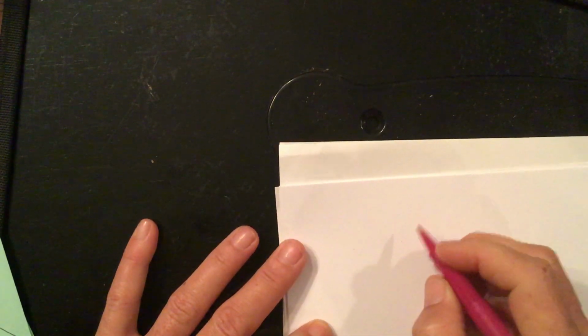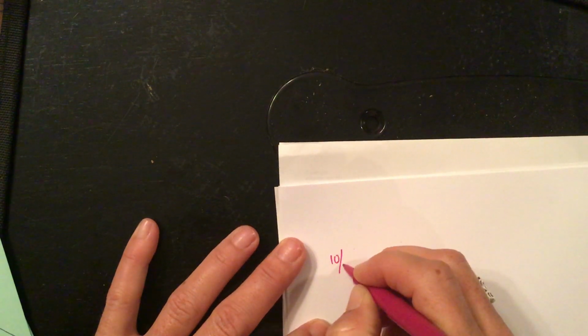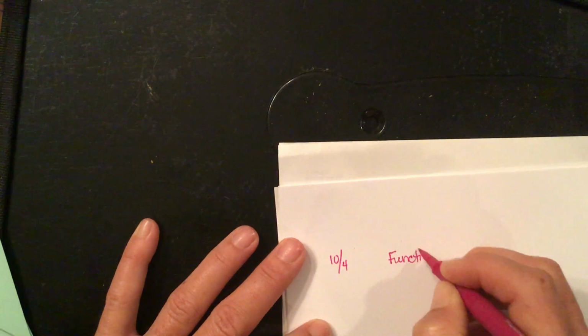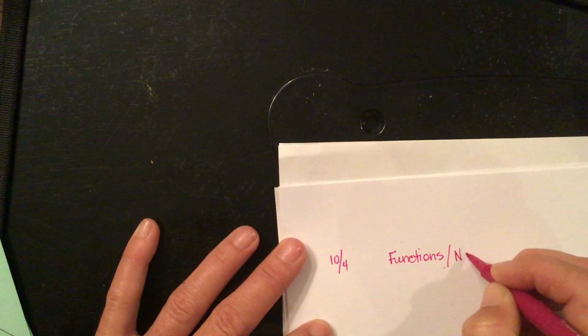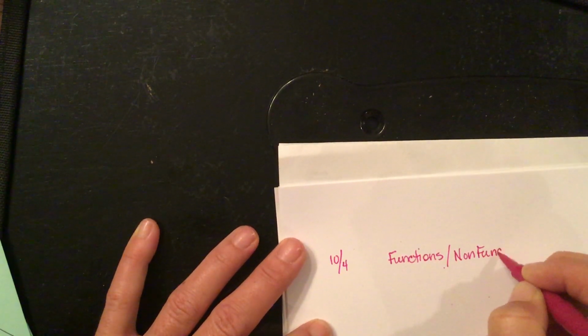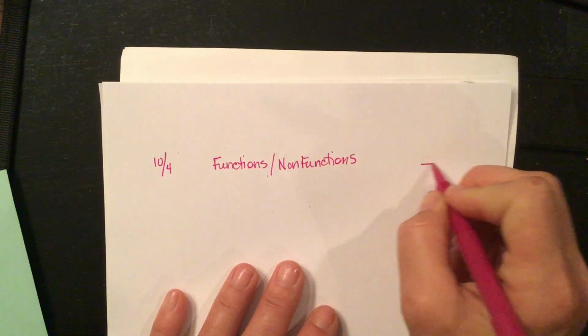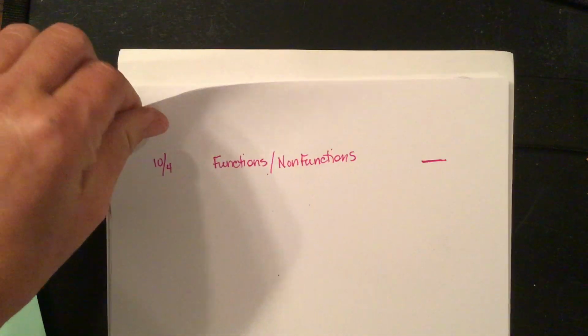In your table of contents, go ahead and put today's date, which is the 4th, I believe, and put functions, non-functions. Okay, sorry. I'm not sure what page I'm on. We will update that on Monday, okay? All right.